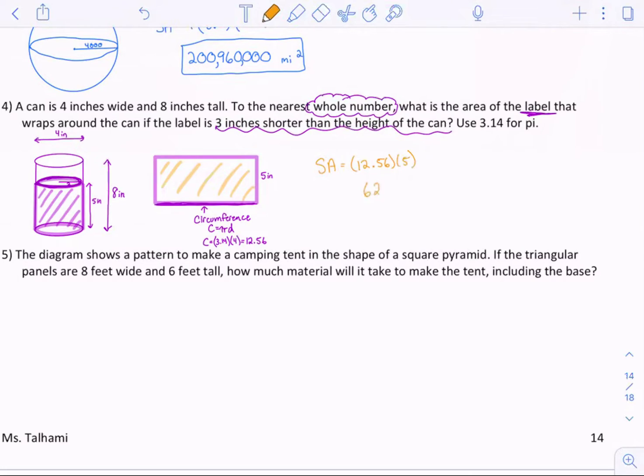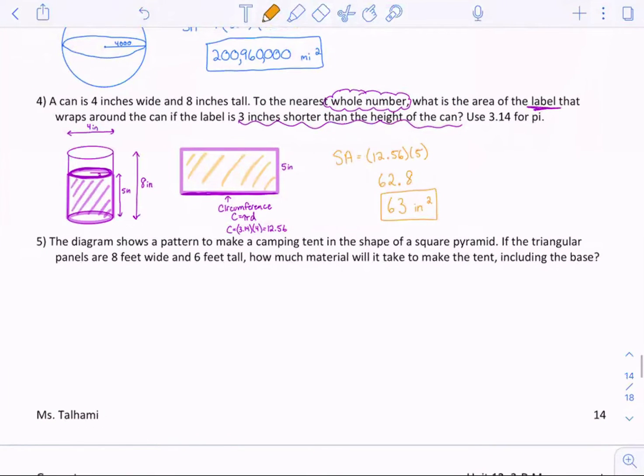You said 62.8? Correct. But I noticed, Mrs. Talhami, you put a nice cloud around the directions. They wanted it to the nearest whole number. So 62.8, if we round that up, will be 63. And our unit measure is inches squared. Very cool.